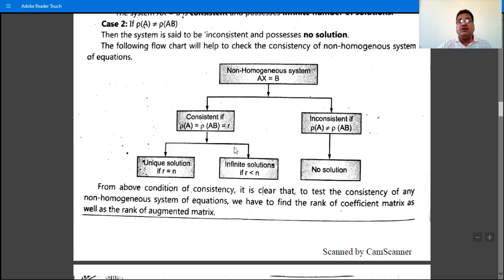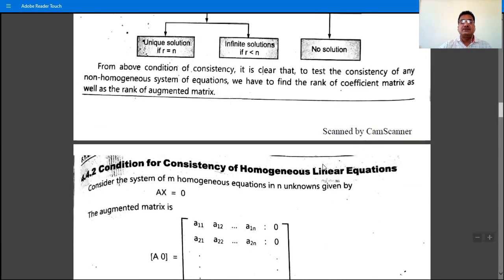And if the rank of A and the rank of [A | B] are equal, but strictly less than the number of variables, then the system has infinitely many solutions. And in the case where the rank of A is not equal to the rank of [A | B], the system has no solution. The system has zero solutions.